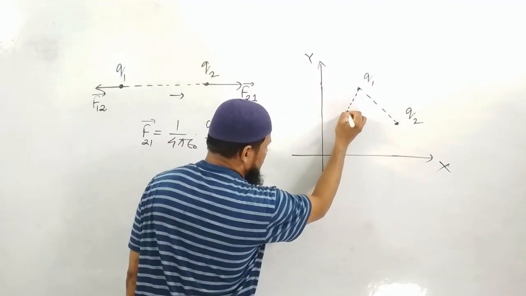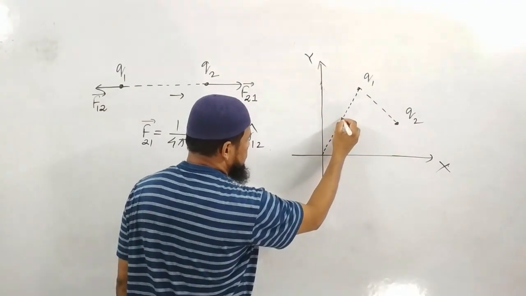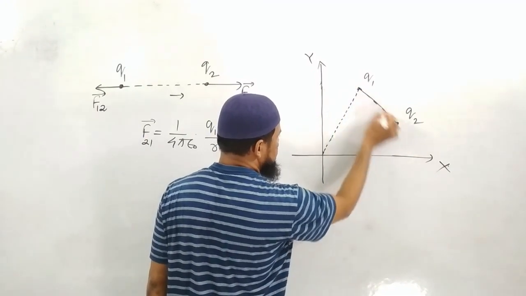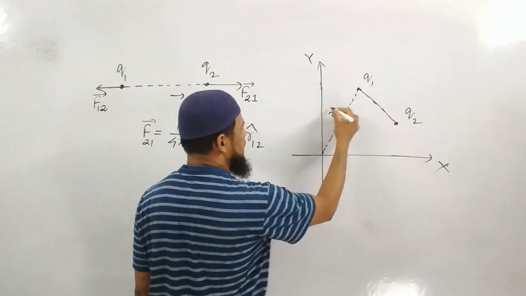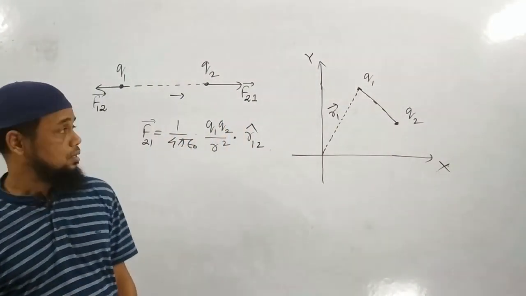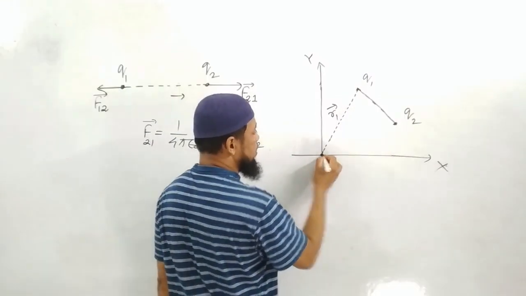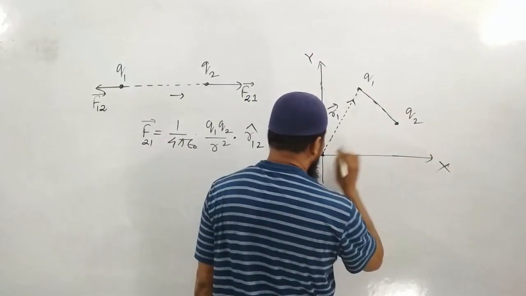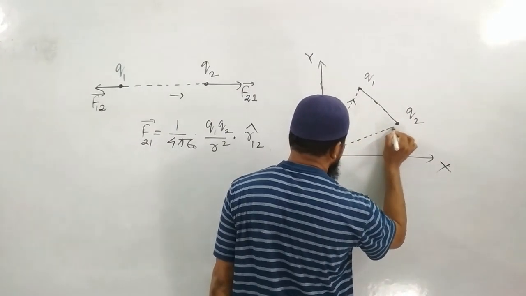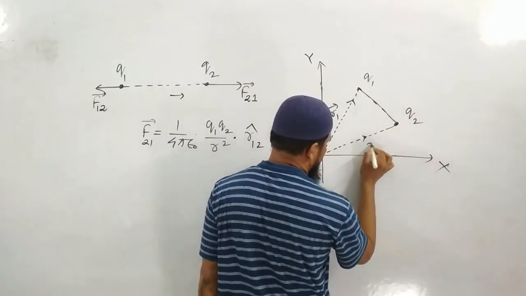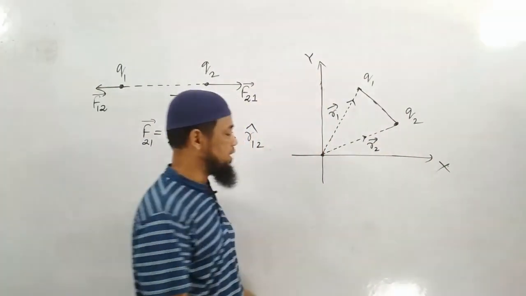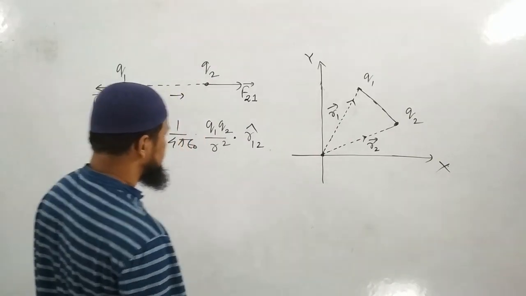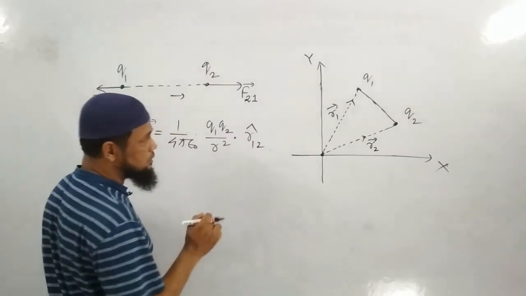From here to here, I'll call this vector R1. Q1 is located at a distance R1. This is R1 bar. And what is the direction of R1? From the origin to the point. This is R1. This is R2, the position vector of the second charge. This one I'll call R2 bar. Position vector is away from the origin towards the point. Now we have to find what is our R12 cap.